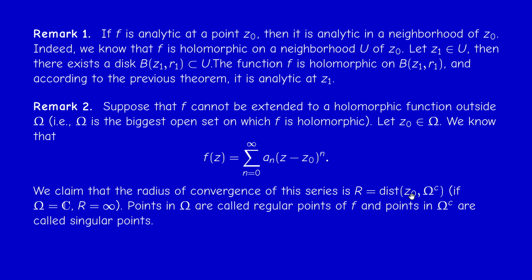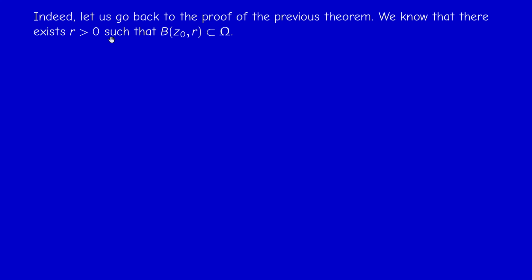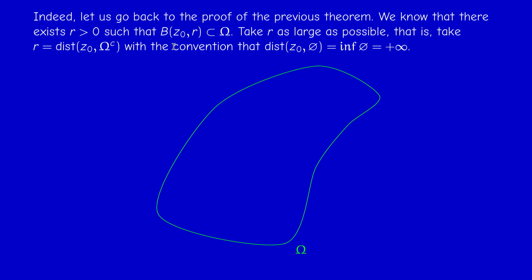Why is this so? Let us go back to the proof of the theorem. At the beginning of the proof, z0 is in omega, and omega is open, so we found an open disk inside omega with center z0. Now, take the biggest such open disk. Here's the picture. This is z0 and this is omega. Take the biggest possible disk of center z0 contained in omega. You can do that by taking r to be the distance from z0 to the complement of omega, as in the picture.